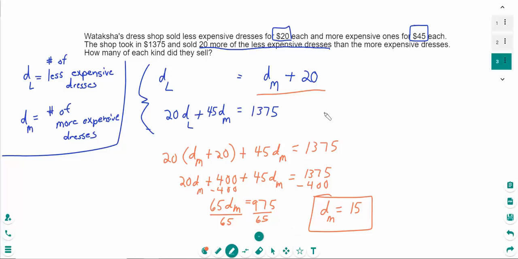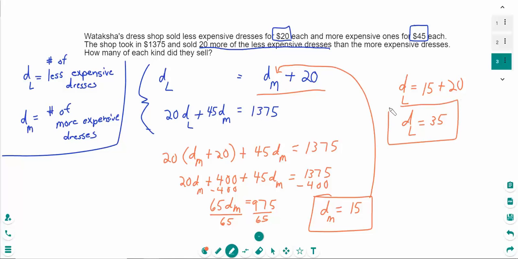And if that's true, then what's the number of less expensive dresses? Well, we can plug this in for this. So D sub L is going to be equal to D sub M, which is 15, plus 20. So D sub L is going to be 35. So we have 35 less expensive dresses, 15 more expensive dresses. And just notice again that we have 20 more less expensive dresses than we do more expensive dresses, which is what we're saying up here: 20 more of the less expensive than the more expensive.